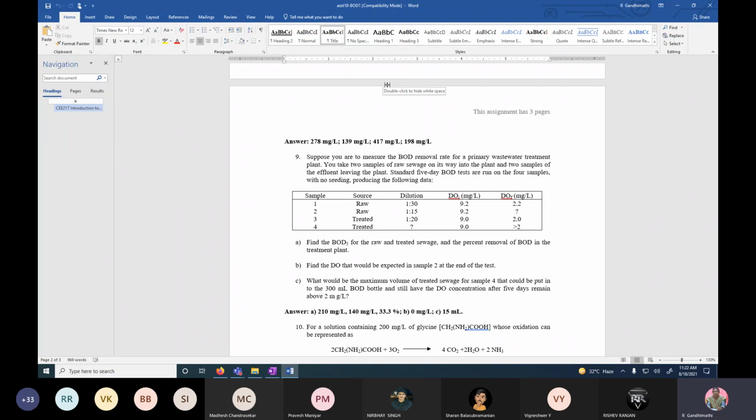Find the BOD 5 for the raw untreated sewage and percent removal of BOD in the treatment plant. Second one, find the DO that would be expected in sample 2 at the end of the test.